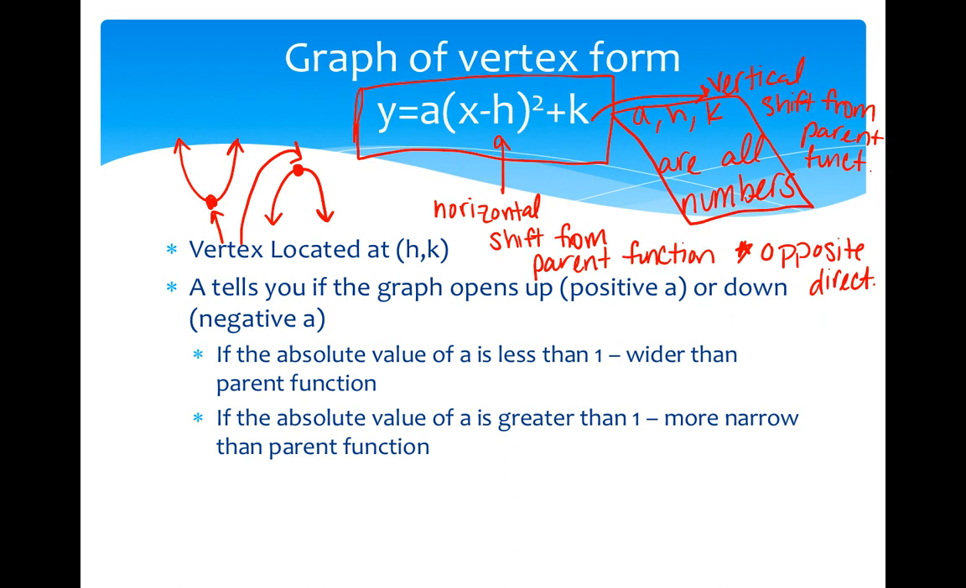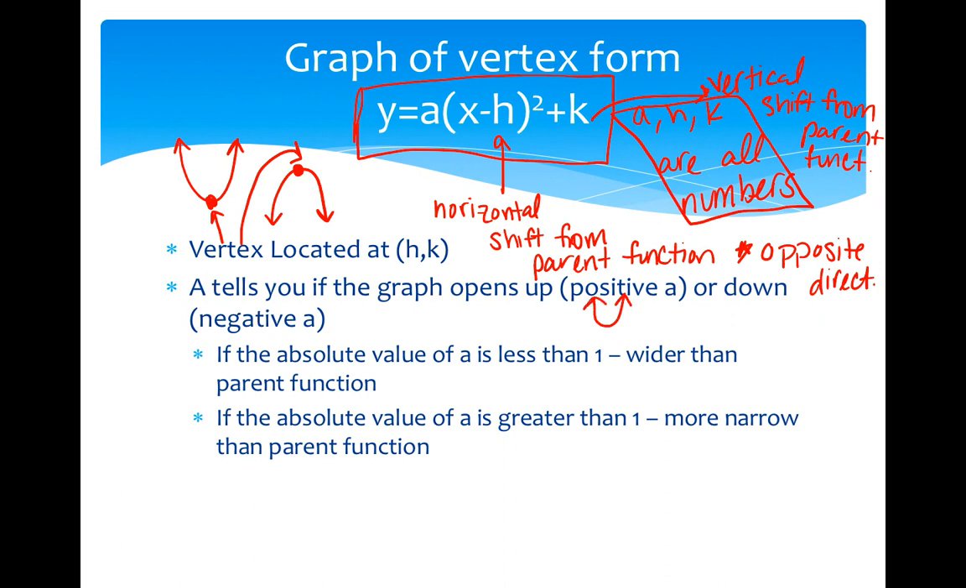A is also going to impact the shifting. A has to do with kind of your scale factor, so any stretching or shrinking that's going on. So if A is a number whose absolute value is less than 1, then it's going to make your graph wider than the parent function. If the absolute value is greater than 1, it's going to be more narrow than the parent function. And then the sign of A also tells you if the graph opens up or down. So if you have a positive A, your graph's going to open up like this one here.